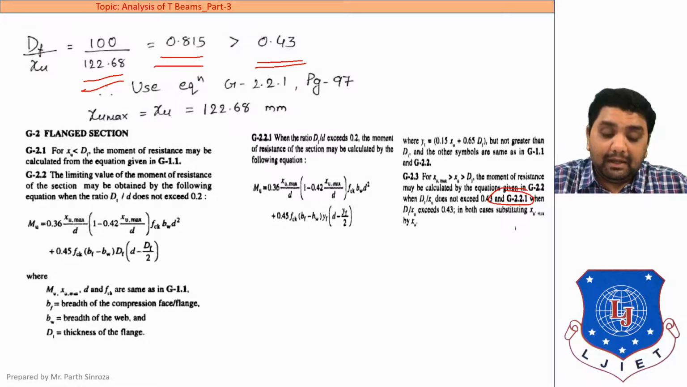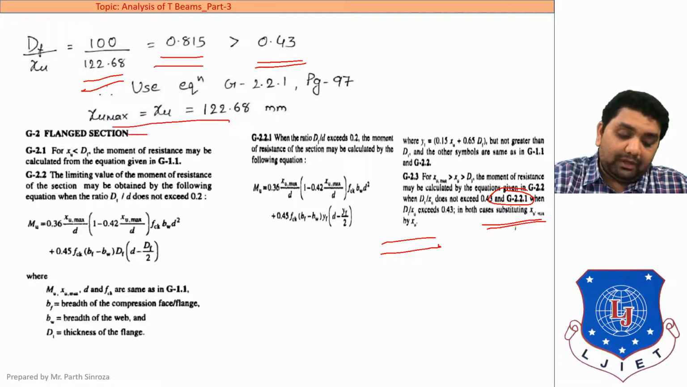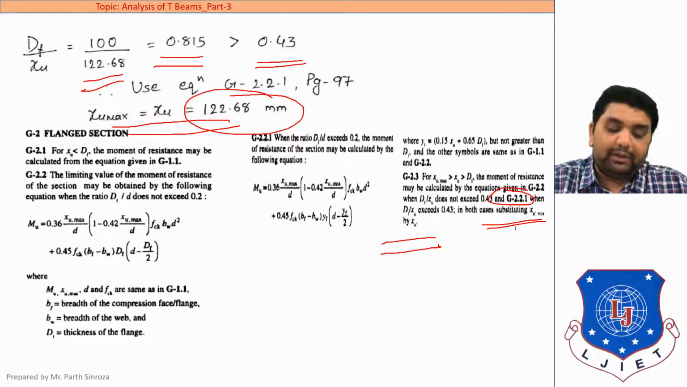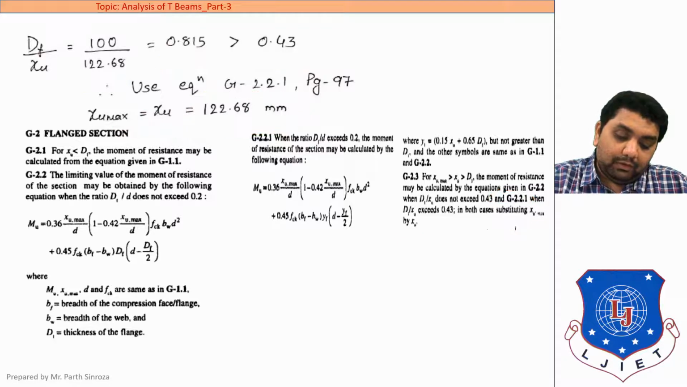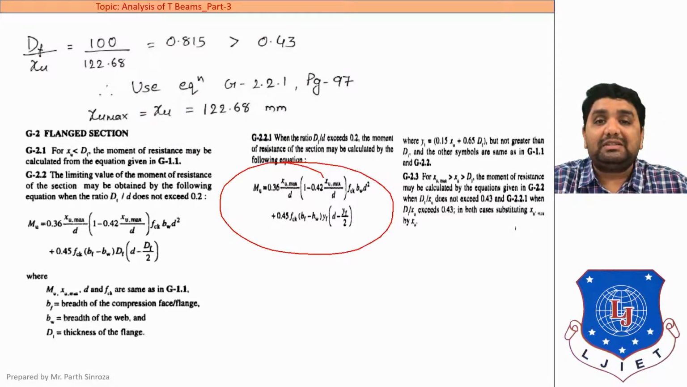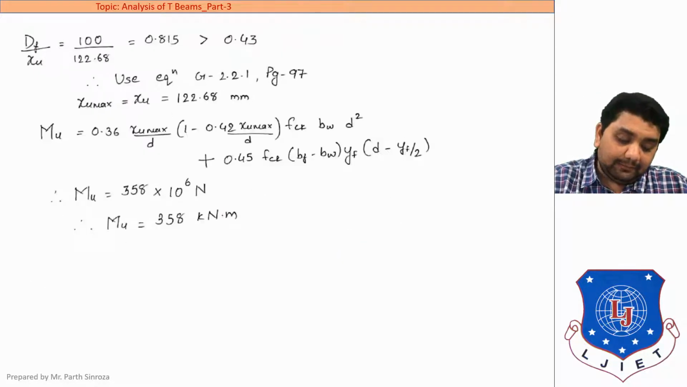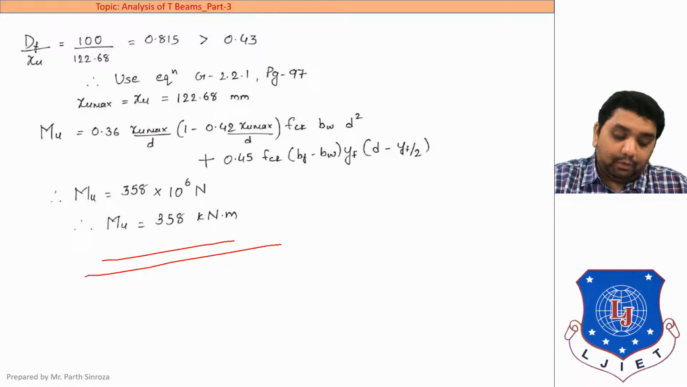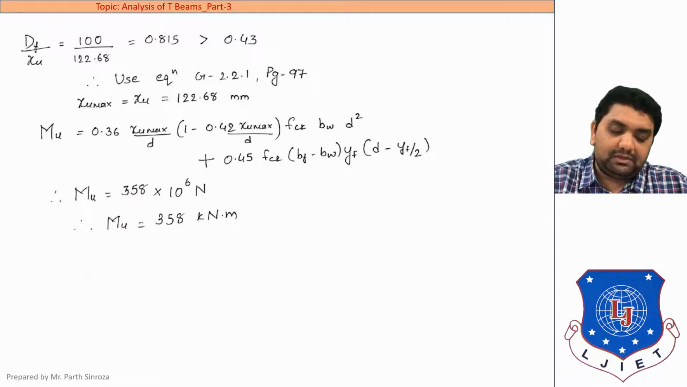But keep in mind again, in both the cases we need to substitute XU max by XU. Clear? So XU max will be equal to XU, which is 122.68 in this case. Now we will be using this equation to solve for our moment of resistance, that is MU. Solving it, we get MU, the moment of resistance, equal to 358 kilonewton meter. So this was our first sum.